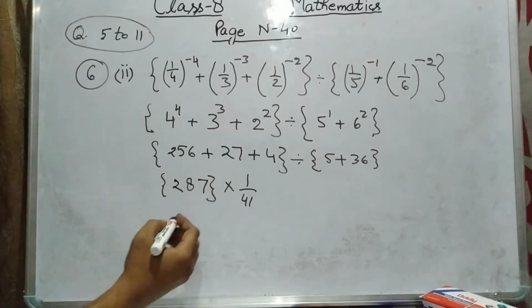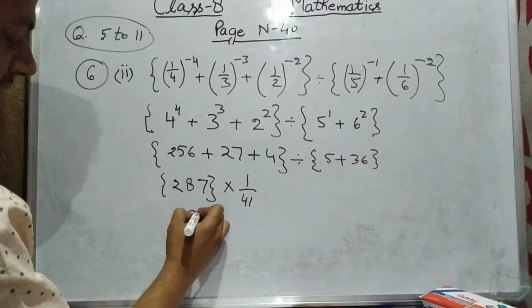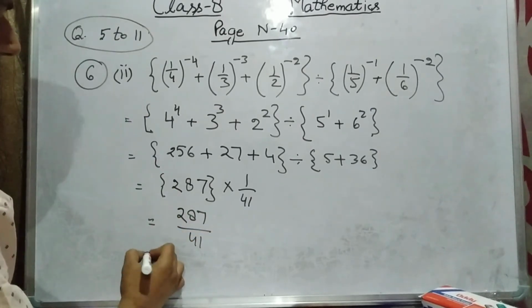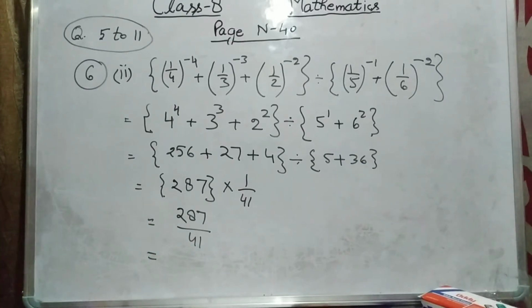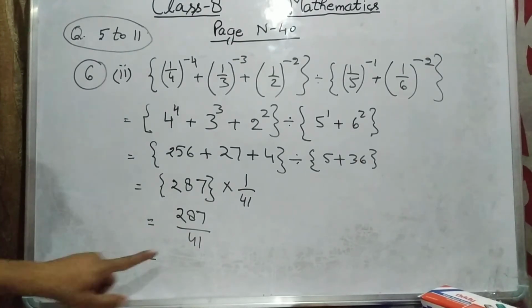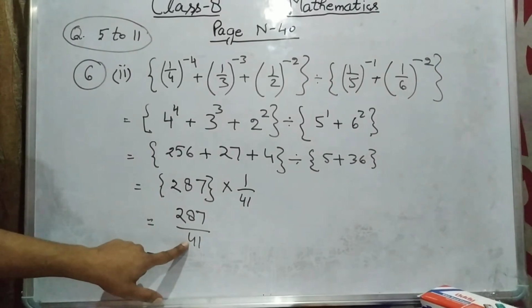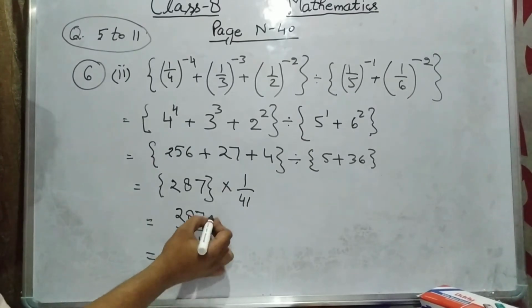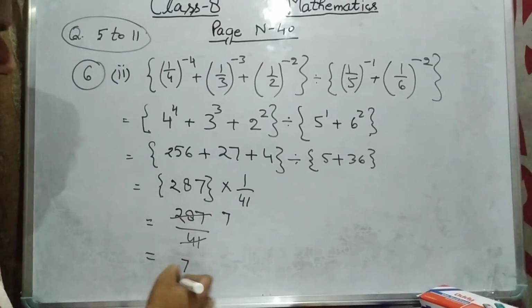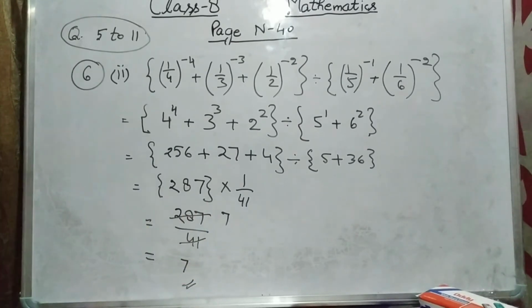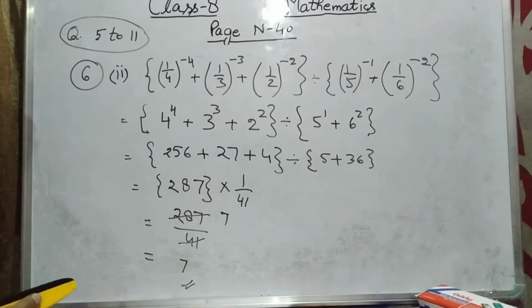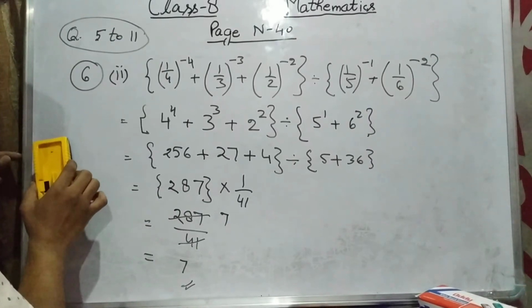Now divide 287 by 41. Is it in the standard form of a rational number? Just check. We can cancel it. 41 is a prime number. 41 times 7, I think so. 7 times 1 is 7, yes. It is 7, and that is 7. It is the right answer. All kinds of questions are just similar. One more question I am taking here.